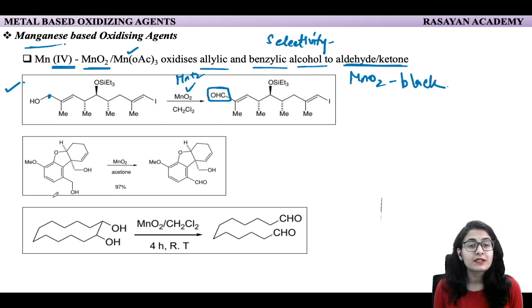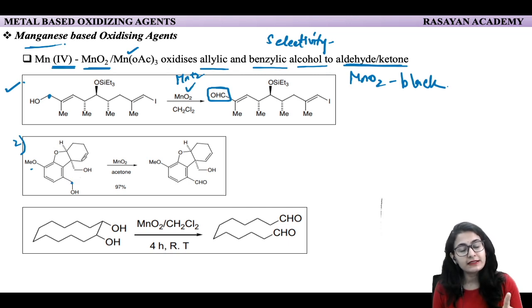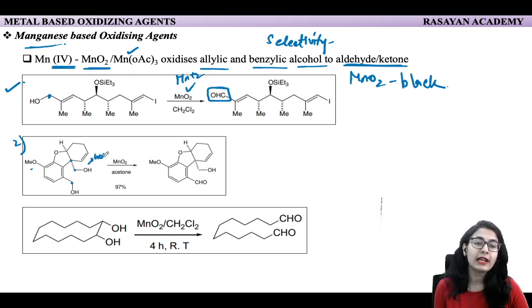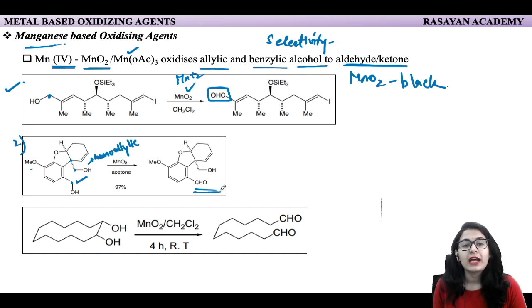Now moving onwards, you see the second example. In the second example, you have a methoxy, you have a benzylic alcohol, and this is also having a double bond, but this is not allylic. It is one carbon away from the allylic. So I would call this one a homoallylic alcohol, which is just one carbon away from a simple allylic, right? So who is going to be oxidized? The benzylic one, and as you see, this is so. And the other one, the homoallylic one, is untouched.